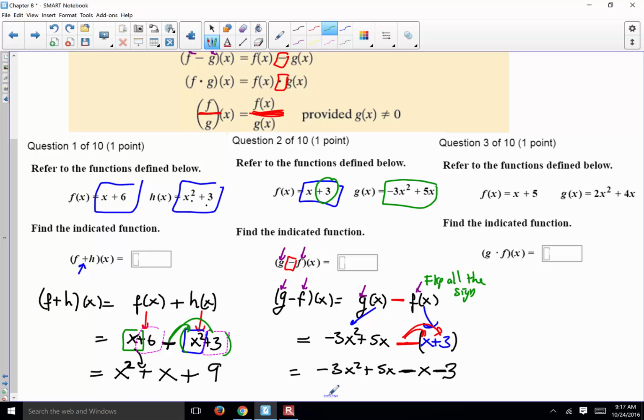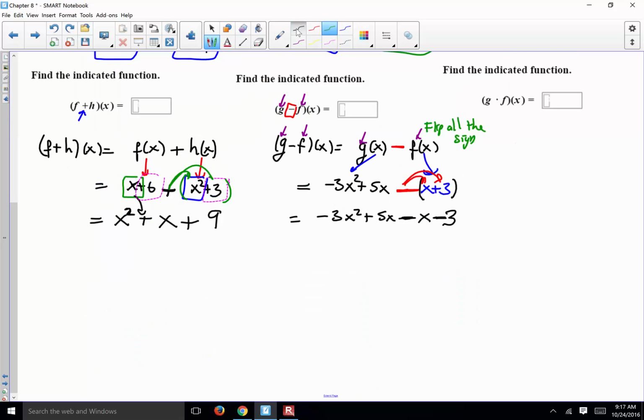Are we done though? Is this over? There are like terms here, right? These two are like, so we can combine them. They make 4 of them. 5 take away 1 is 4. And this is our final result. Okay?